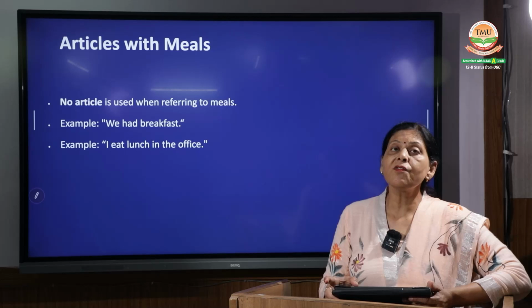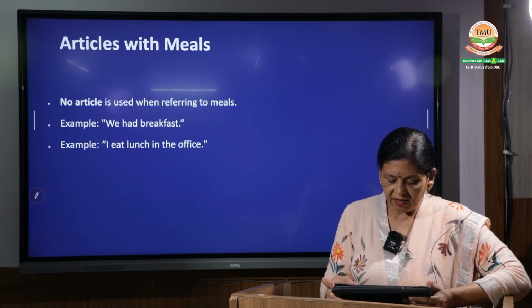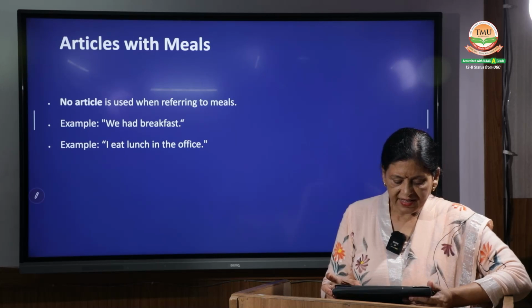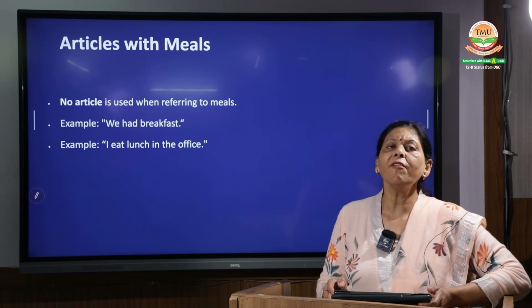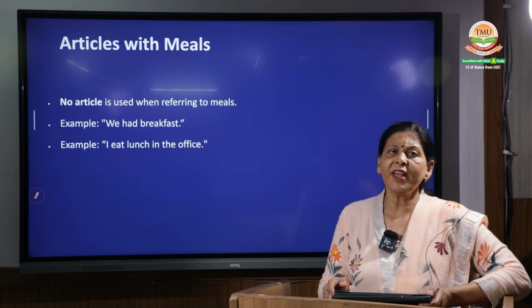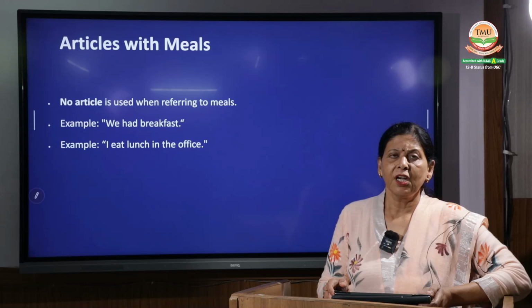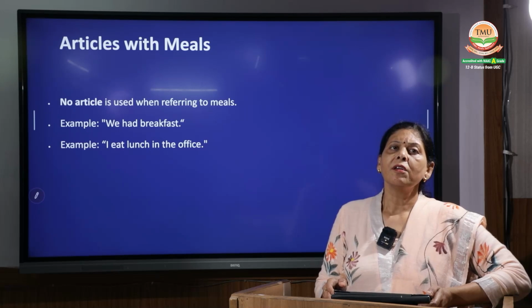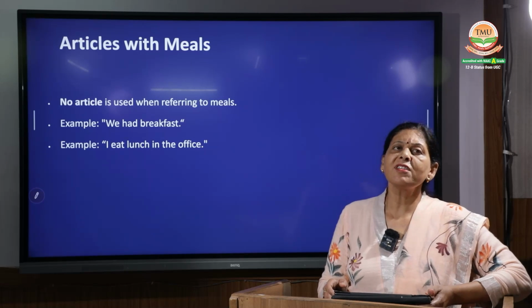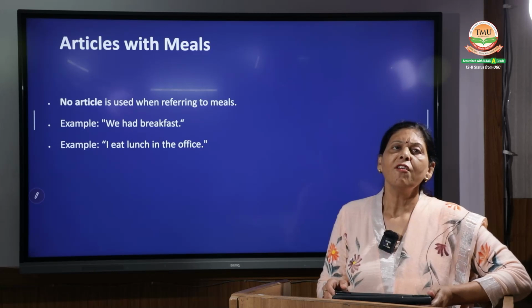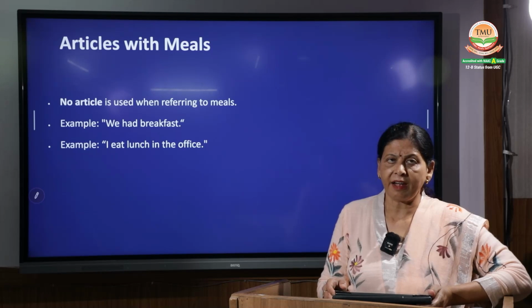Then articles with meals. That is, in front of the names of the meals, we have specifically four meals: breakfast, lunch, tea time and dinner. More common are breakfast, lunch and dinner. So in front of these, we never use any article.